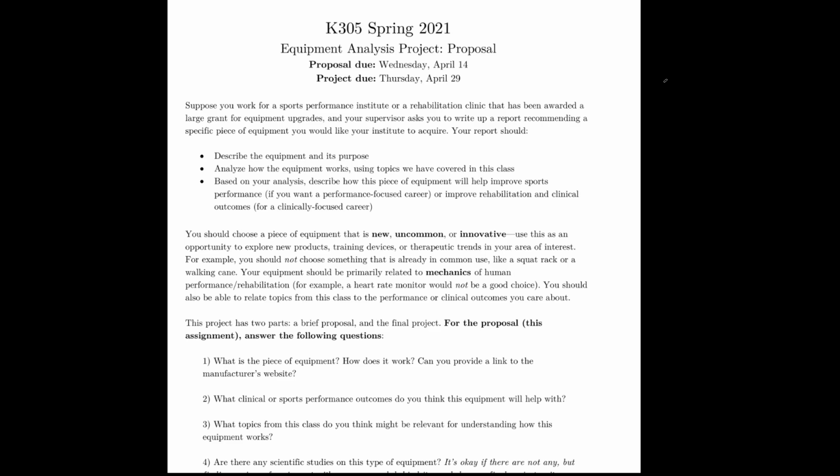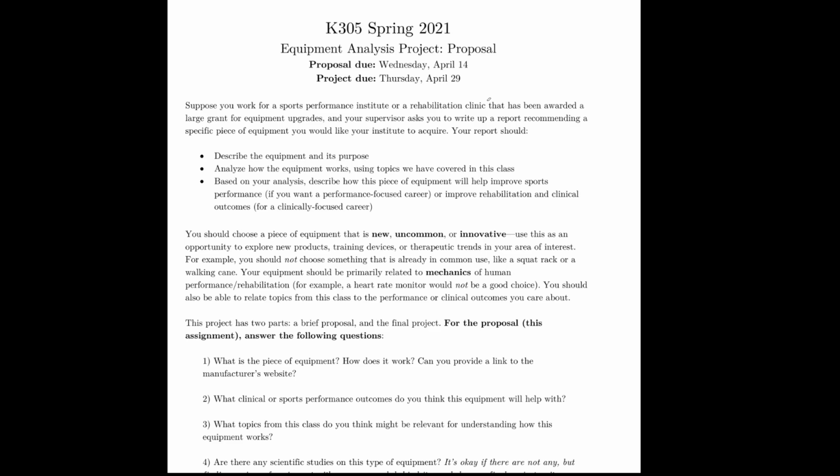And your supervisor wants you to write up a report recommending some specific piece of equipment that you think might improve clinical or performance outcomes for your clients. And so in your report, which is the final project, you're going to describe the equipment, what it's used for. You're going to analyze how it works using the topics we've learned in this class about the mechanics of how the body moves. And then based on your analysis, you're going to describe how this piece of equipment is actually going to help your clients either improve their performance if you want a performance-focused career, or rehabilitation and clinical outcomes for clinically focused careers.